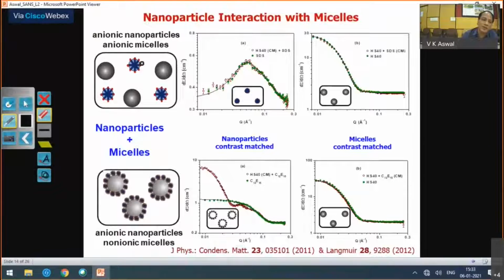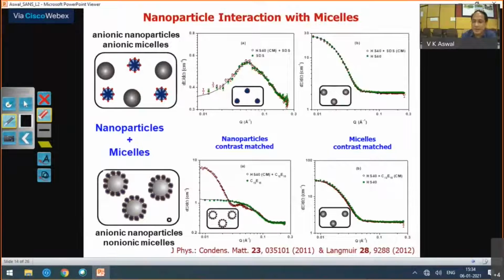And you can also contrast match the micelles, and again this system with only nanoparticles you see, and again the two scattering profiles match. So again it says they don't physically interact, and also nothing happens to the interaction between the nanoparticles. Of course, when I show the results in later lectures, you will see there will be cases where even though they are not physically interacting, you could have depletion interaction setting up in the systems where nanoparticles start interacting. But for this particular system, this does not happen. So this is exactly the same.